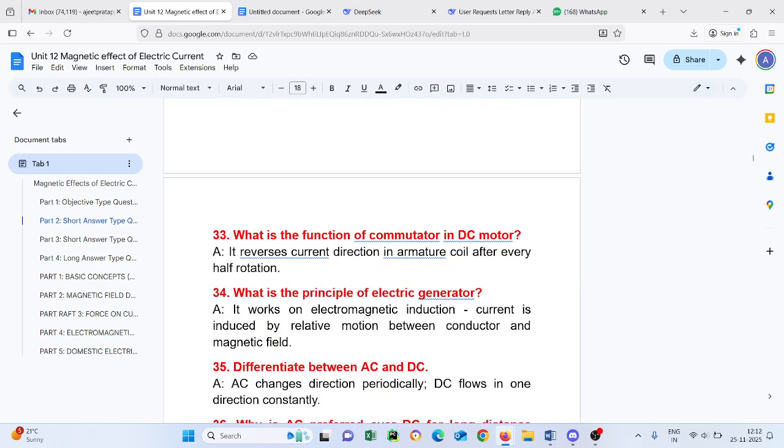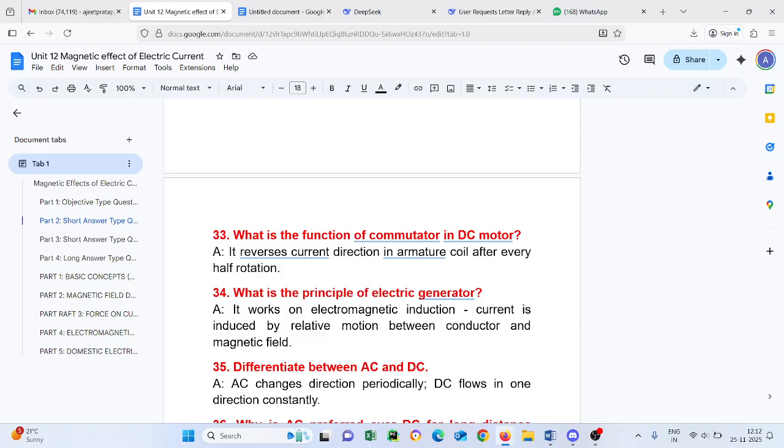Question number 33. What is the function of the commutator in a DC motor? It reverses current direction in the armature coil after every half rotation.